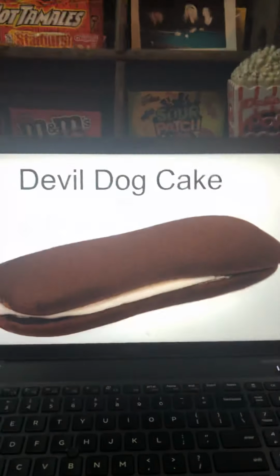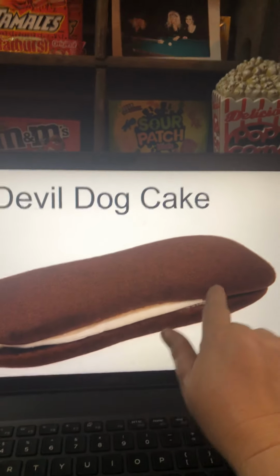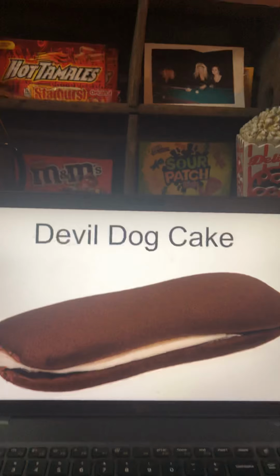All right. Okay, so maybe you had a guess in your head of what a devil dog is. Here is what it is. It's a cake. It's a cake on top and a cake on bottom with cream frosting in the middle. So let me know if you've ever tried a devil dog cake before. They still make them. They're from the 1920s. All right, hope you have a good day.